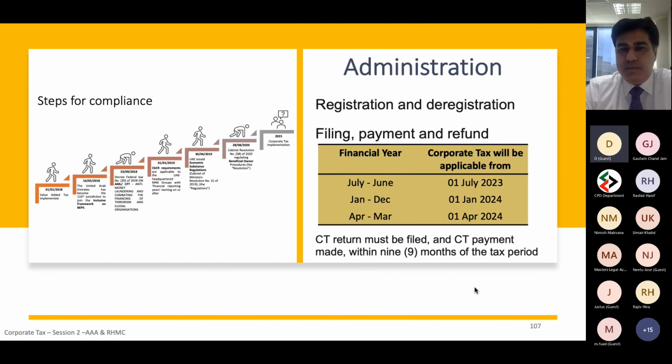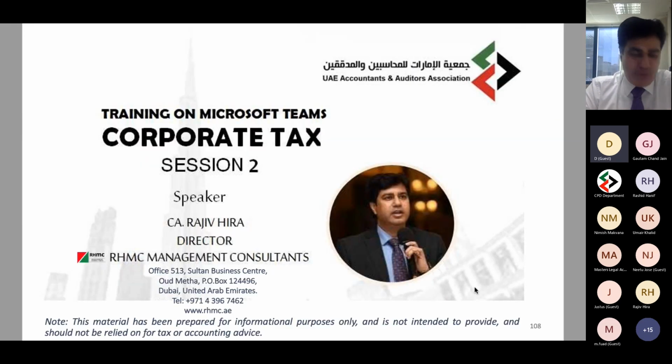Financial year, we talked about it. You should look at which is your financial year and how your corporate tax is applicable. Returns and taxes will be due 9 months from the tax period, or a payment needs to be made. So if your financial year is, let's say, ending in December, then 9 months, that is September. Before September end, you need to file your tax returns and make sure that tax payments are also made. The tax audit has to be technically completed, and make sure you file your returns on time. So that's a broad action plan.